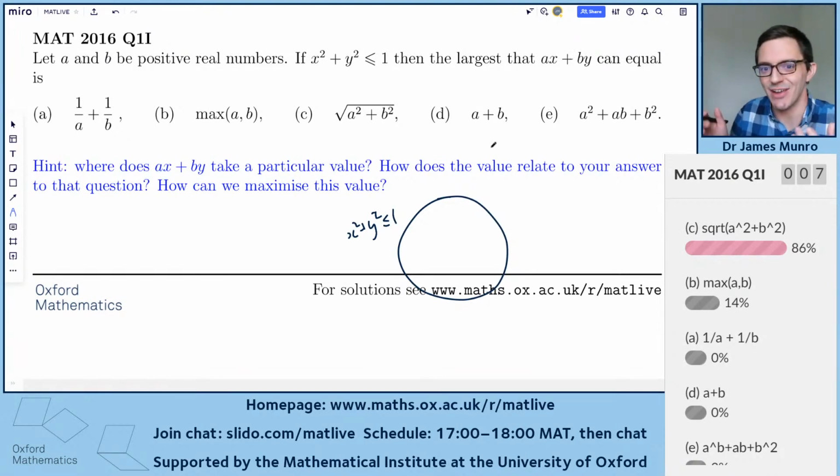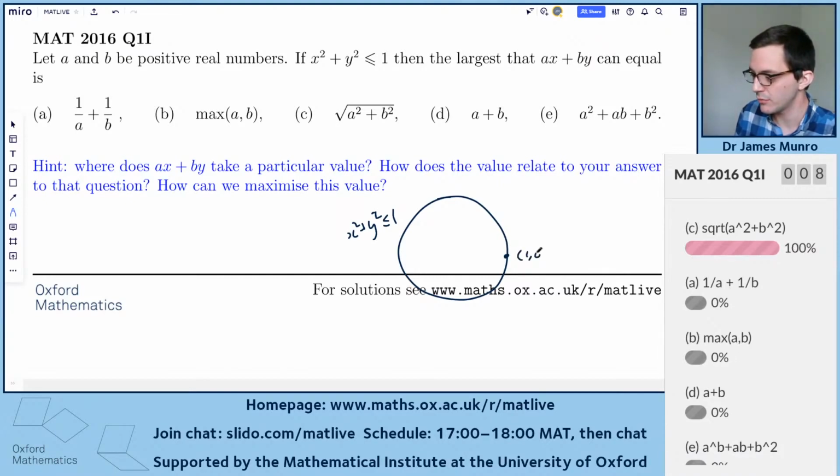We're looking for an answer in terms of a and b. That's going to be true for particular values of a and b. So here people are saying, aha, I can make ax plus by really big. Well, if I plug in the point (1, 0), that's pretty good because that gives me a. When x is 1 and y is 0, this is the value a. Or I could plug in (0, 1) and get b. And then if I'm greedy and I want the largest value, then I could take the maximum. So I could choose one of those two.